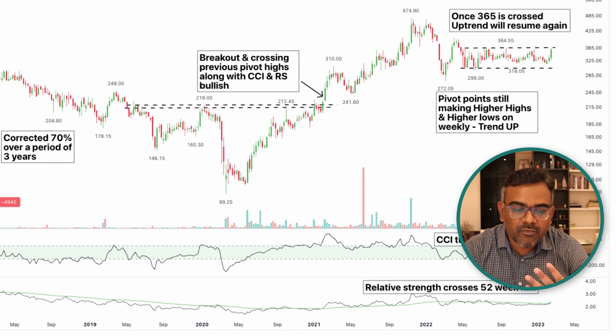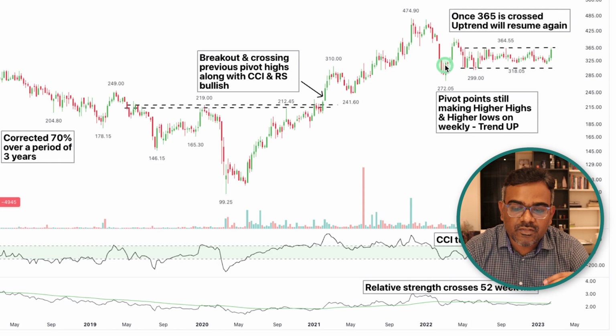The stock should be coming out of a long-term downtrend. The stock has come out here out of a long-term downtrend, but finally crossed the pivot around this point, and that is where we say a stock has broken out when it crosses the previous pivot highs, along with CCI going above 100 and relative strength crossing the 52-week moving average. And then the stock starts a major uptrend. It is now going higher and higher.